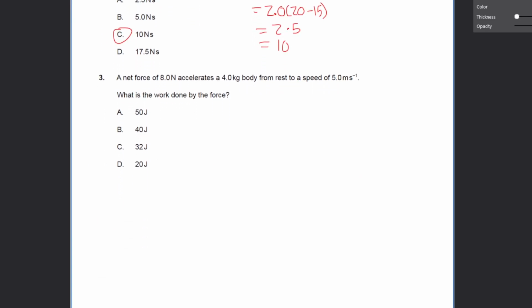Question 3. A net force of 8 newtons accelerates a 4 kilogram body from rest, so u is equal to 0, to a speed of 5 meters per second. What is the work done by the force? Okay, so work is equal to the change in kinetic energy. And again, like this previous question, we have kinetic energy final minus kinetic energy initial.